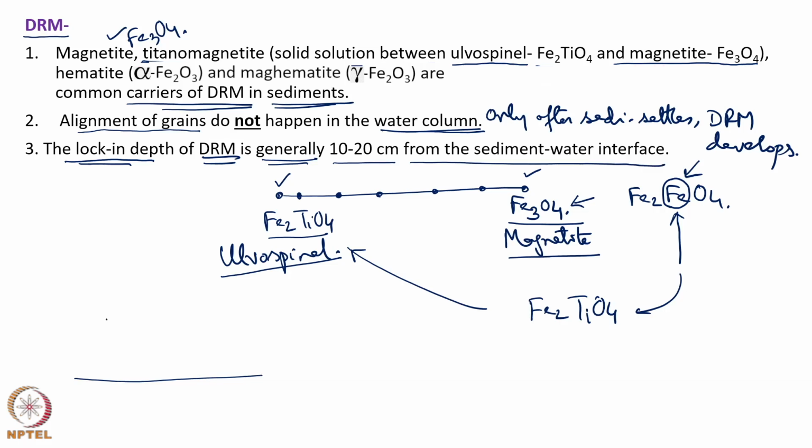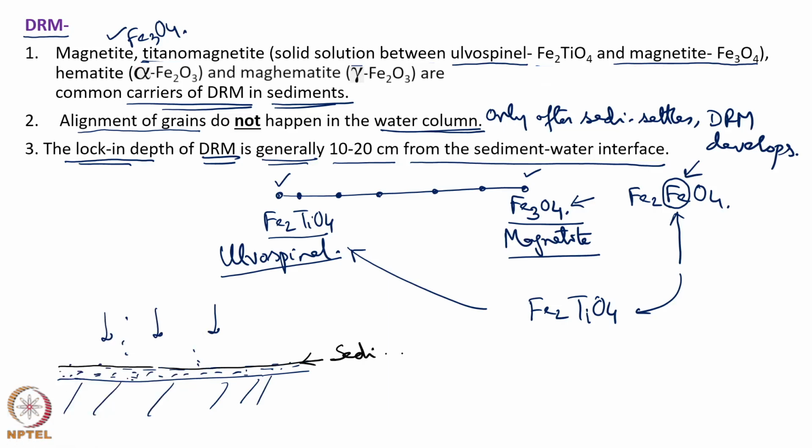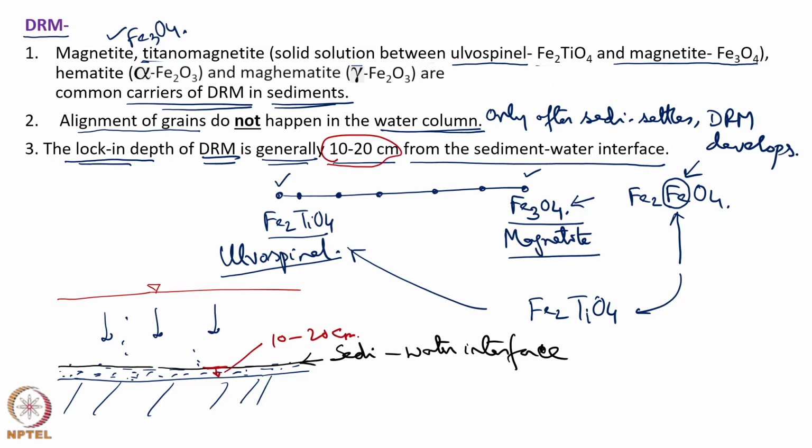Suppose this is the place where sediments are deposited from water and this is a sediment layer, then this can be called the line of the sediment water interface. Consider this is the water column. So, when we say 10 to 20 centimeter, that is counted from here downward 10 to 20 centimeter. This 10 to 20 centimeter is not from the water column, no, neither is this one.